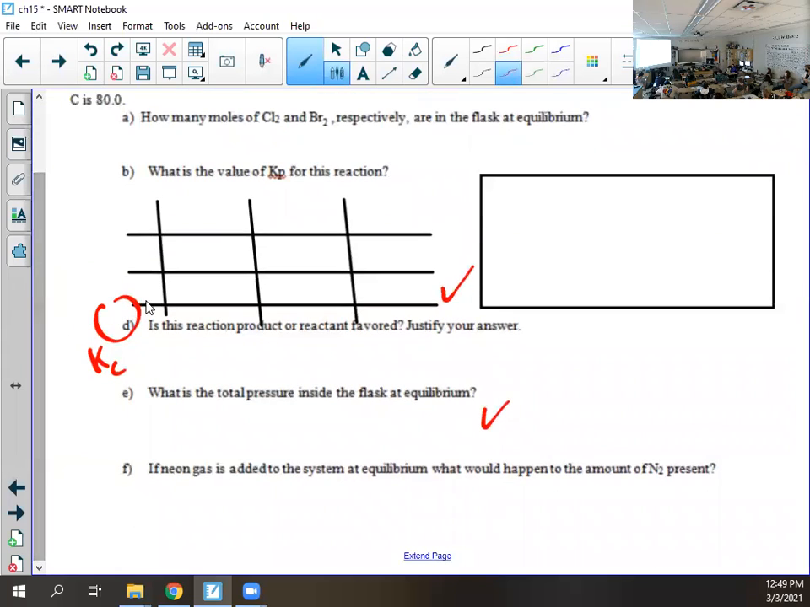Okay, this one we have to do this, and I can't remember. I will do it. I just don't want to do it in front of you and look stupid, which I already do.